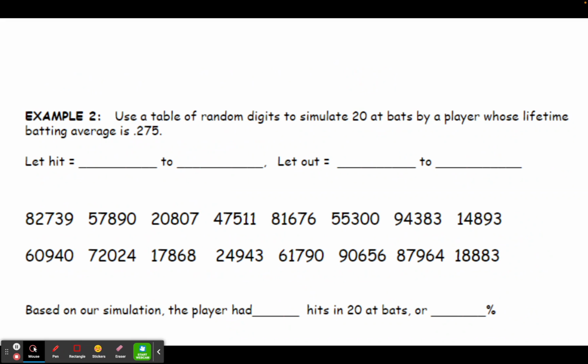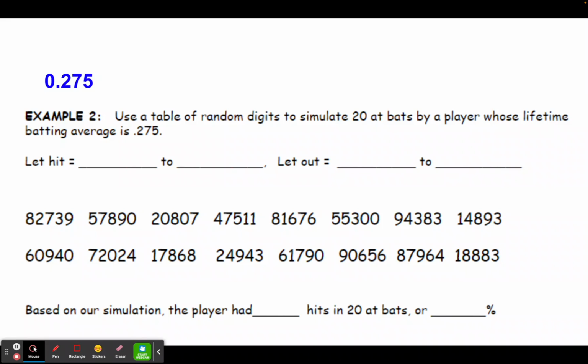All right, let's do another example. In example number 2, we're going to simulate 20 at-bats by a baseball player whose lifetime batting average is .275. Now, batting average is already written as a decimal, but notice that that decimal has 3 decimal places, right? 0.275. So we are going to have to look at 3-digit numbers this time.